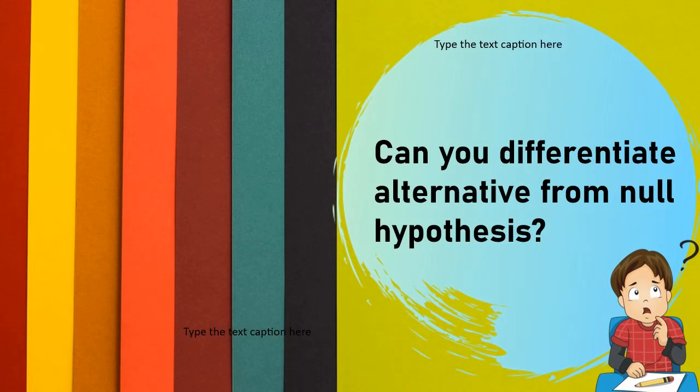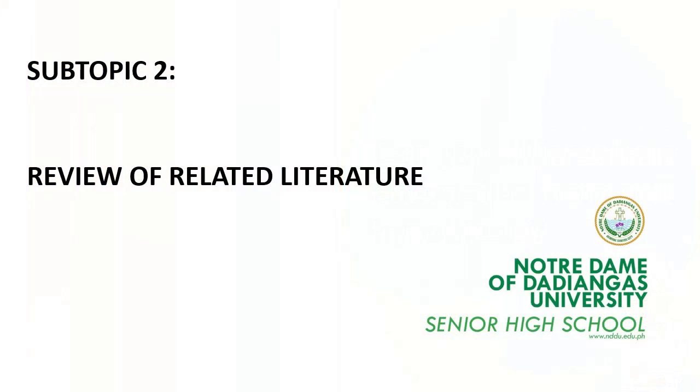Let's see if you understood the lesson. While an alternative hypothesis expresses the researcher's stand or prediction of the study's outcome, a null hypothesis is a statement that negates or contradicts the said prediction. Moving forward to our next topic: the review of related literature.